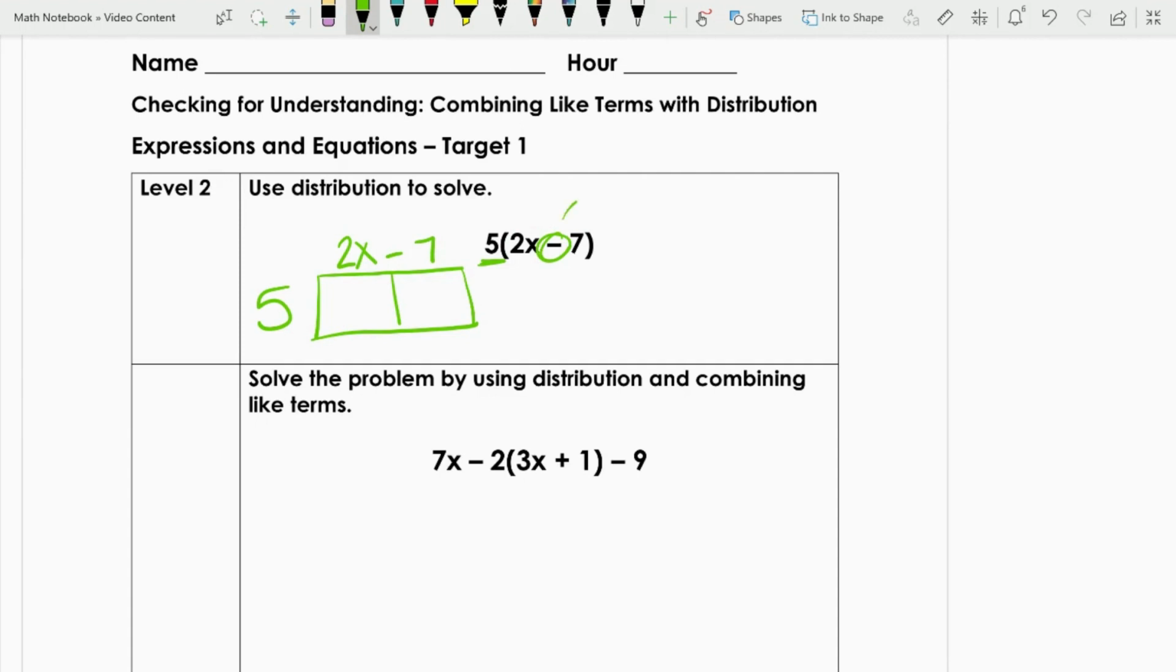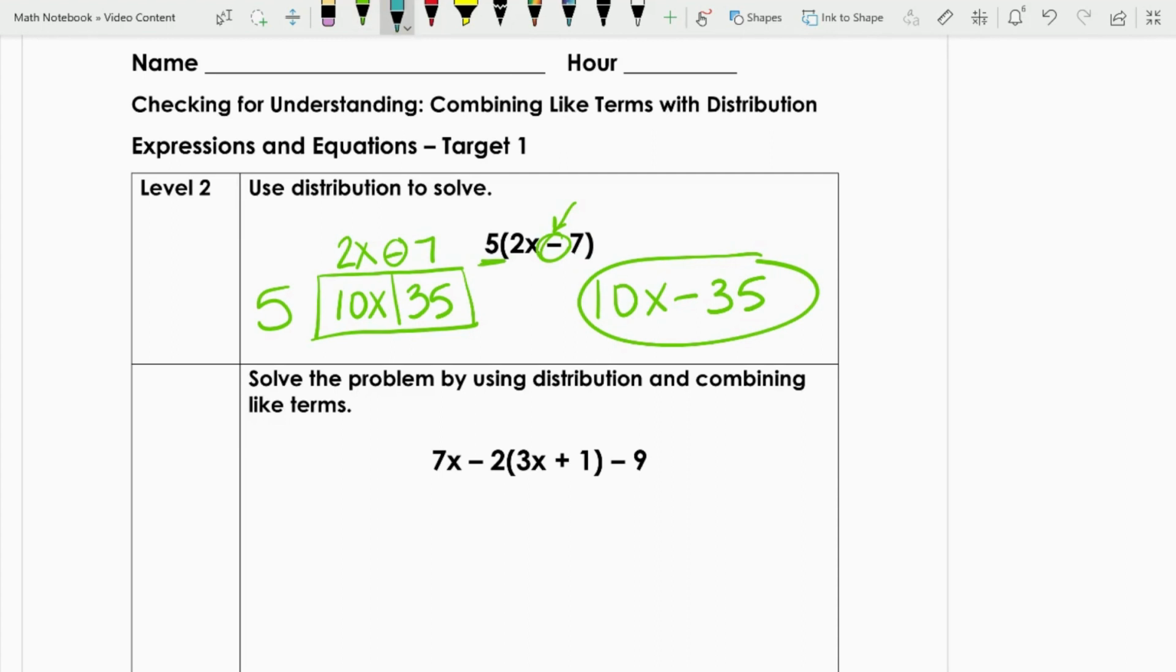This does not mean a negative 7. This is just showing that we are using subtraction in between. So please do not multiply by a negative 7. You are going to just multiply by 7. And that's what we're going to do. So we're going to take 2x times 5, which is 10x, and 7 times 5, which is 35. And now putting that all together, we have 10x minus 35, and that is our answer. And we cannot combine those because they are not like terms.